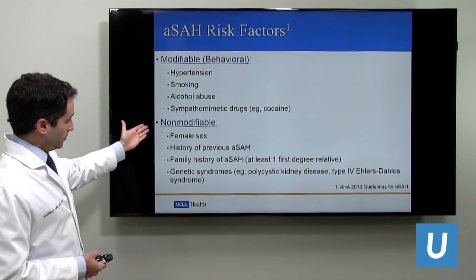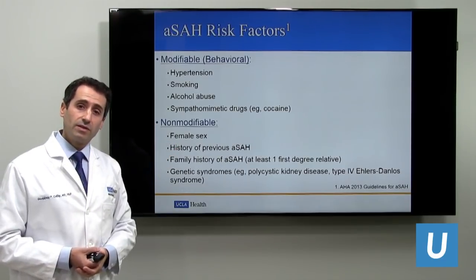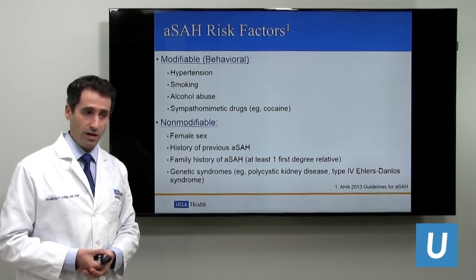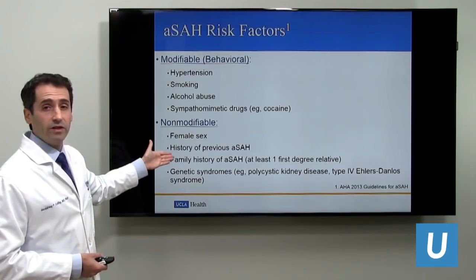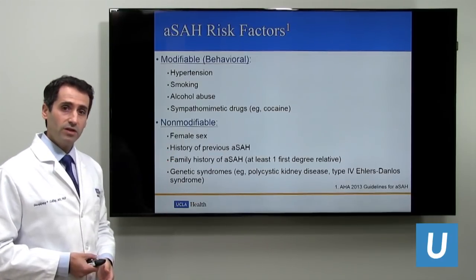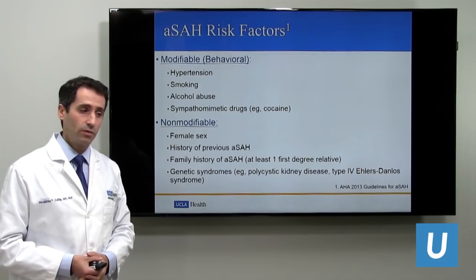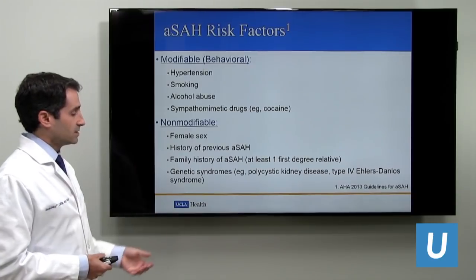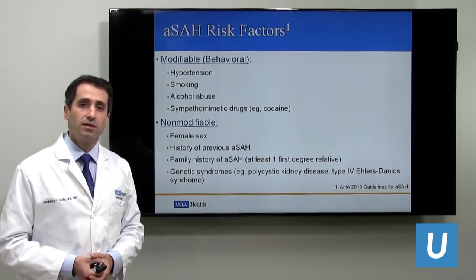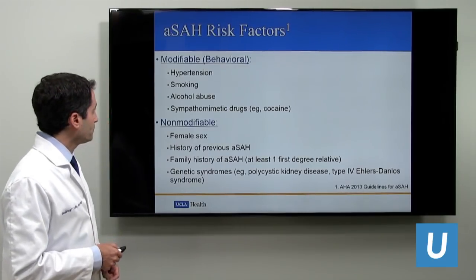The non-modifiable risk factors are things like what sex you are. Okay, so female sex is associated with a higher risk of having a brain aneurysm and having a ruptured aneurysm. History of a previous subarachnoid hemorrhage. A family history of a subarachnoid hemorrhage, meaning having a first-degree relative with either aneurysms or having had a subarachnoid hemorrhage. And different genetic syndromes, such as polycystic kidney disease, Ehlers-Danlos, Marfan syndrome, neurofibromatosis, and various other problems.